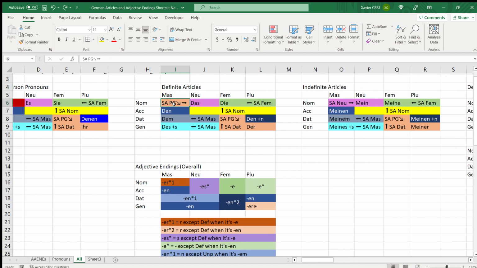And as you can see here, I say that the masculine nominative is the same as the plural genitive.